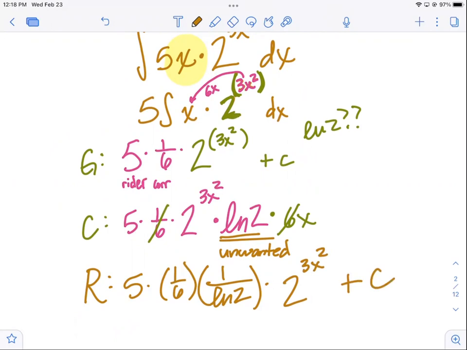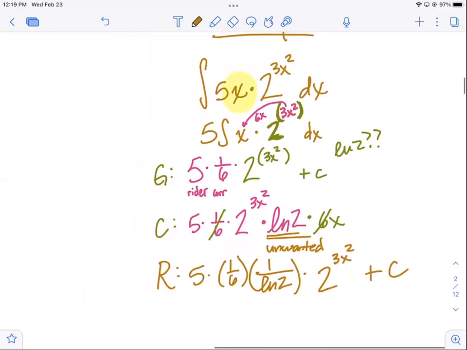So these types of problems don't show up a whole heck of a lot when it's not base e. If that had been e to the 3x squared, then our guess would have been correct. But when it's not base e and it's exponential, you always generate another unwanted natural log of the base when you check. So you'll just have to have an additional correction of 1 over it.